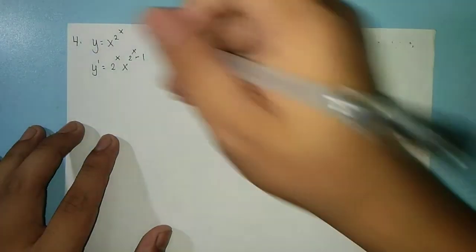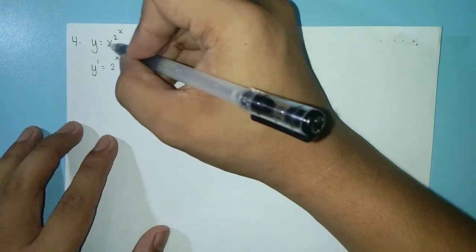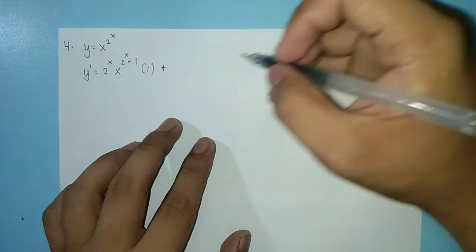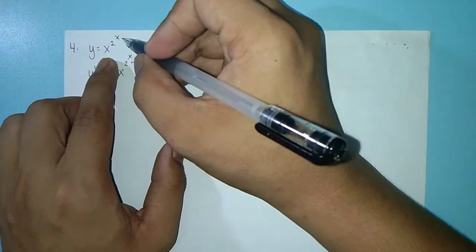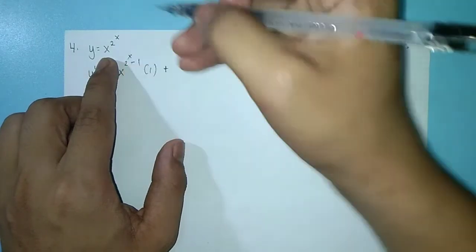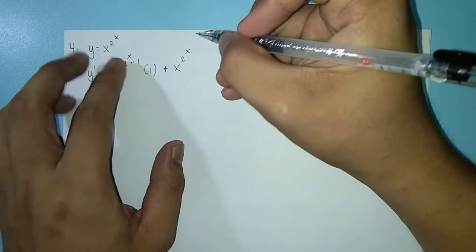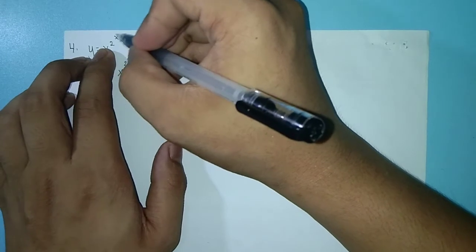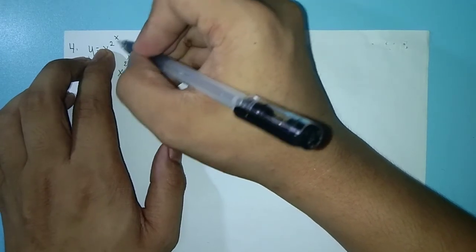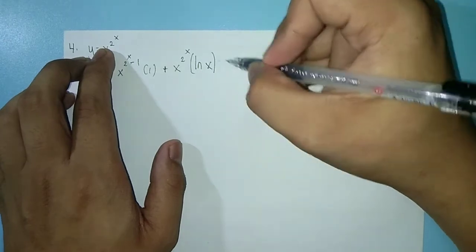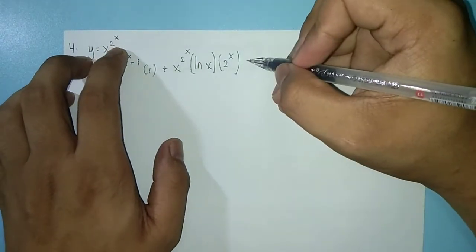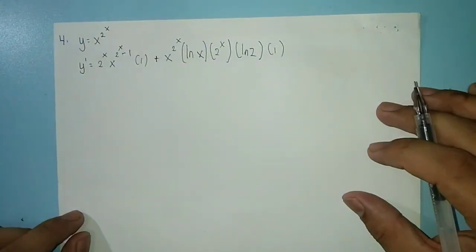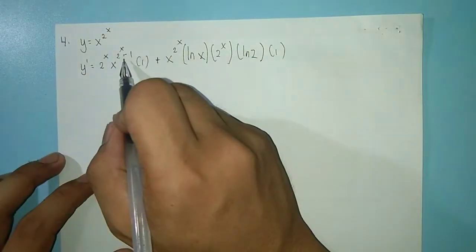Okay? Then, derivative ng base. Derivative ng x, which is 1. Okay? So, plus kopya muna, x raised to 2 raised to x. Then, ln x. Then, derivative ng 2 raised to x. So, yung derivative ng 2 raised to x, kopya muna, kasi exponential din yan. So, 2 raised to x, ln 2. Then, derivative ng x. This is 1. Okay? Now, so ihiwalay natin tong minus 1.